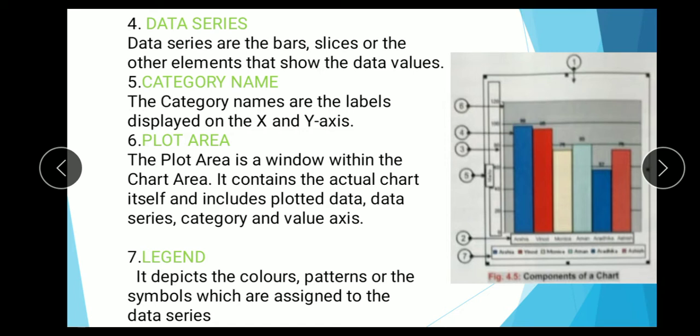Number 5, category name. The category names are the labels displayed on the x and y axis. Means when you write the name of the x axis and y axis, then this is called the category name.